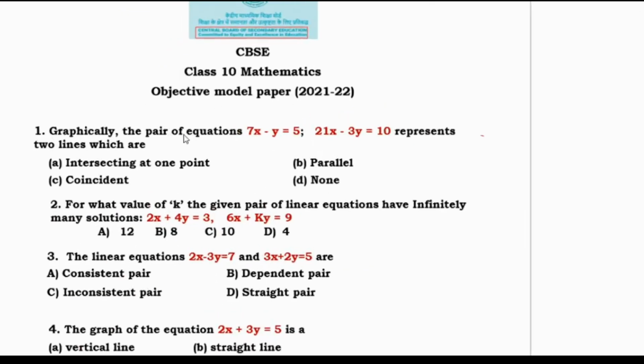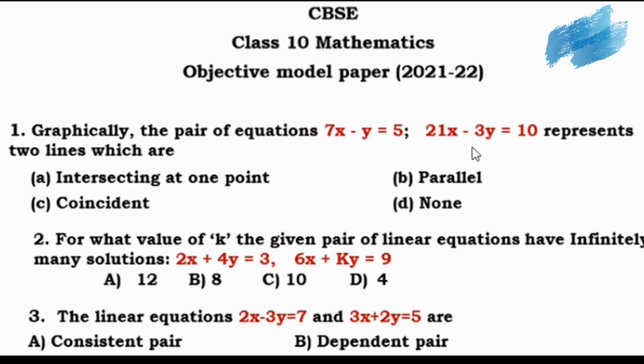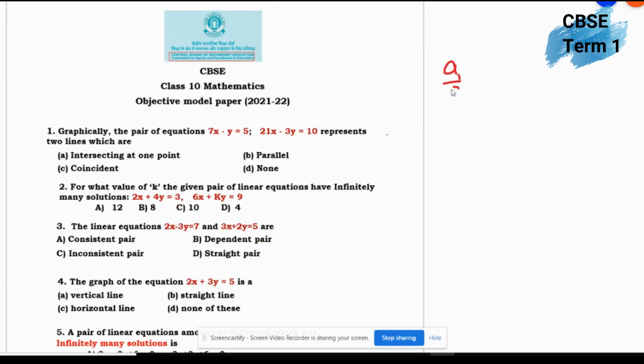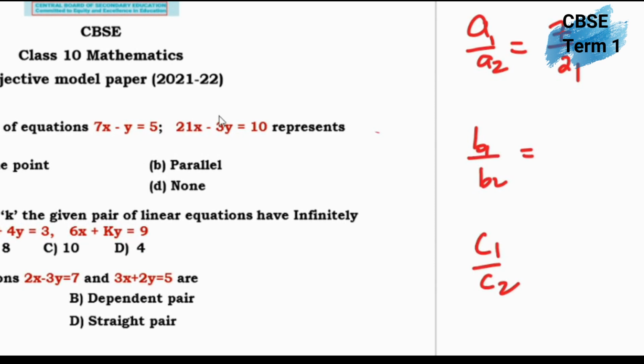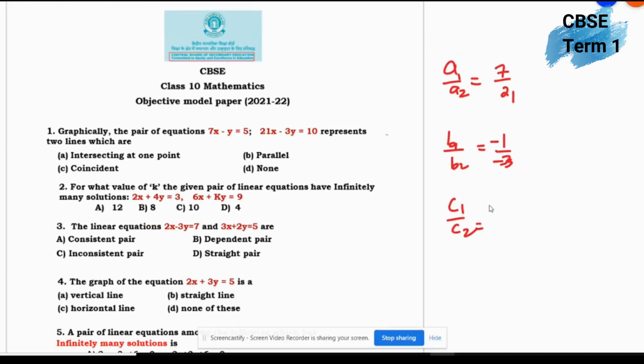First question. Graphically, the pair of equations 7x minus y is equal to 5, 21x minus 3y is equal to 10 represent two lines which are: intersecting, parallel, coincident, none of the above. To find the type of lines, we have to compare the ratios of their coefficients. The ratios are a1 by a2, b1 by b2, c1 by c2. a1 by a2 is the coefficient of x in the first equation and the second equation: 7 by 21. b1 by b2 is minus 1 by minus 3, and c1 by c2 is equal to 5 by 10.